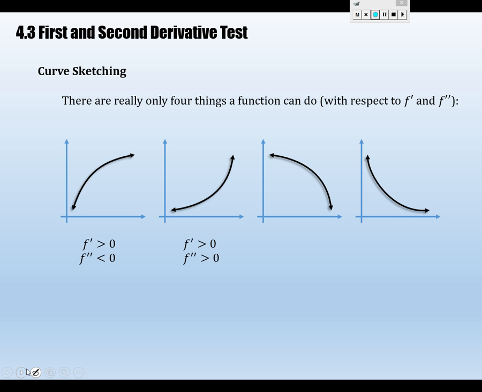What about in this picture? First derivative is negative, and second derivative is, which is it? Is it part of a frowny face or a smiley face? It's a frowny face, yeah. So that's the second derivative is negative, and then the last one, first derivative is negative, and the second derivative is positive.